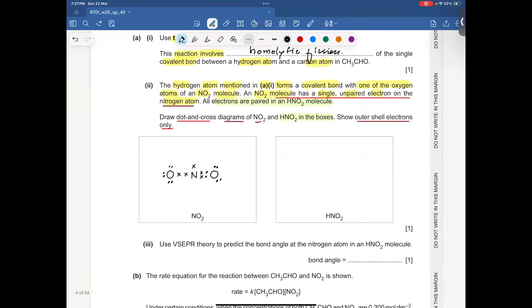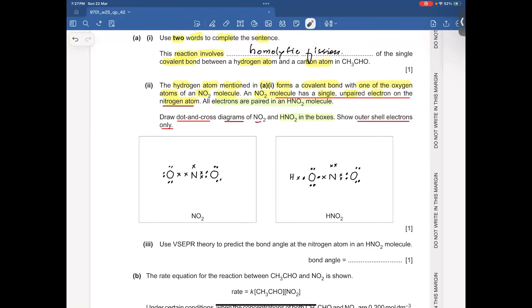Nitrogen again has 5 valence electrons. So this is 1, this is 2, this is 3, this is 4, this is 5. All right. Now oxygen has 6 valence electrons: 1, 2, 3, 4, 5, and this one is 6. And hydrogen is represented by a cross. Similarly, there is another oxygen atom which has 6 valence electrons. So this becomes 4 and this one is 6.